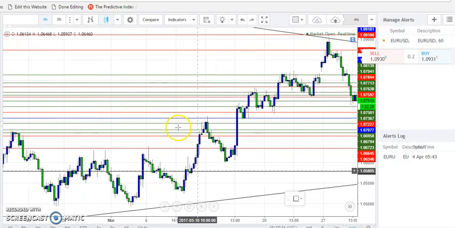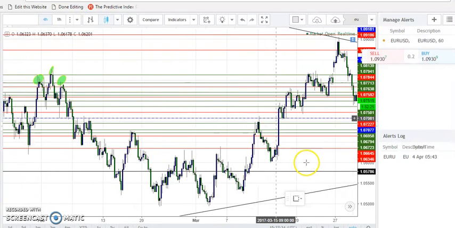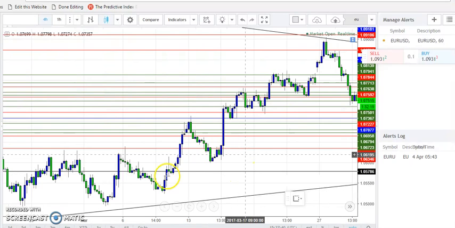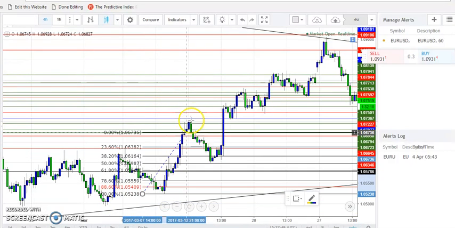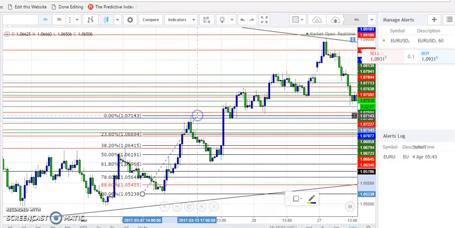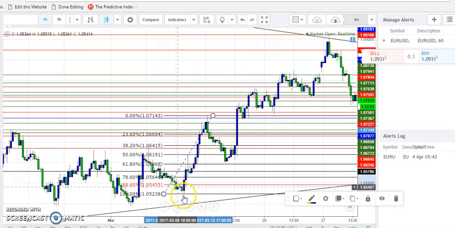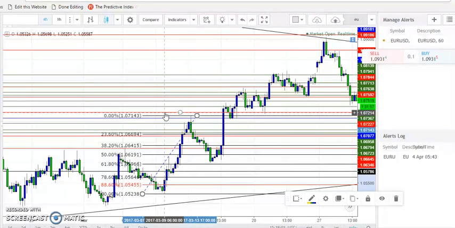On an uptrend, you draw it from a relative low to a relative high. Now, there are a couple ways you can do this, but I'm going to go over this way real quick. From this low to this high, and I draw it from the tip of the wick. The lowest point of that wick to the highest point of this wick. This is very important. The price reversal zones are 38.2, 61.8, 78.6, 88.6.